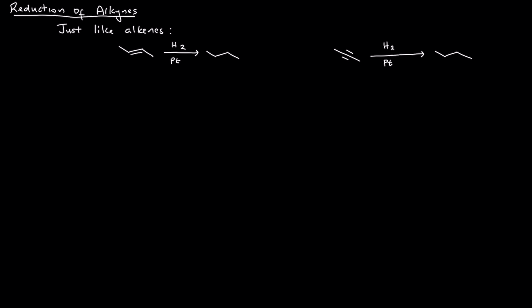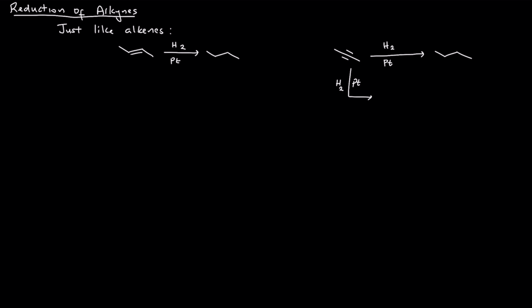And then lastly, in this video, we're going to talk about the reduction of alkynes. So just like alkenes, alkynes can also undergo catalytic hydrogenation. And recall that catalytic hydrogenation is the reaction of your pi bonds with hydrogen in the presence of a platinum catalyst. So just like your alkenes, if you react your alkynes with H2 in the presence of Pt, which is your platinum catalyst, you also get your alkane as your reduced product.